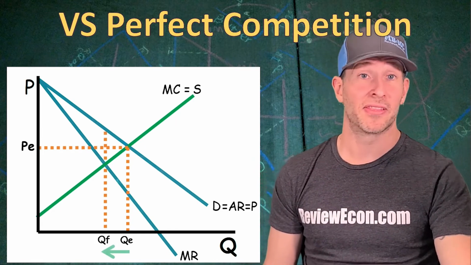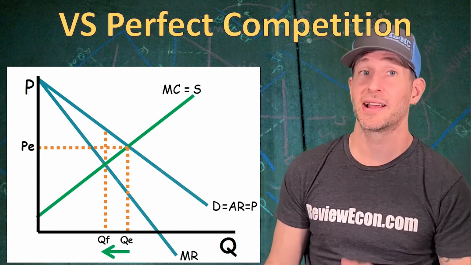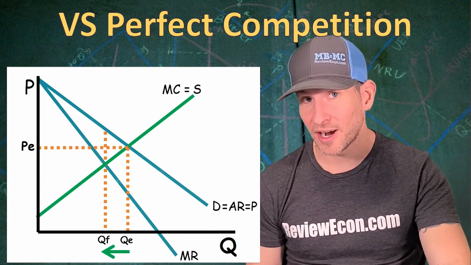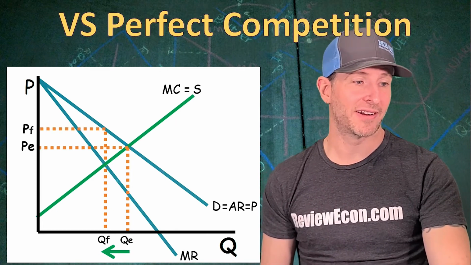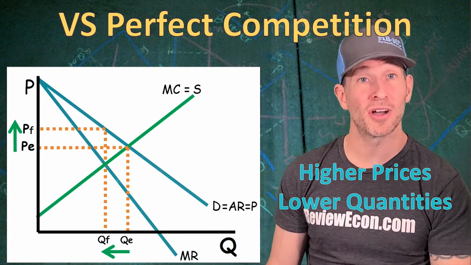And we can find out that the monopoly is going to underproduce this product compared to a perfectly competitive market. And of course, the price is found all the way up there at that demand curve. And so the monopoly is going to charge a higher price and have lower quantities that are produced.